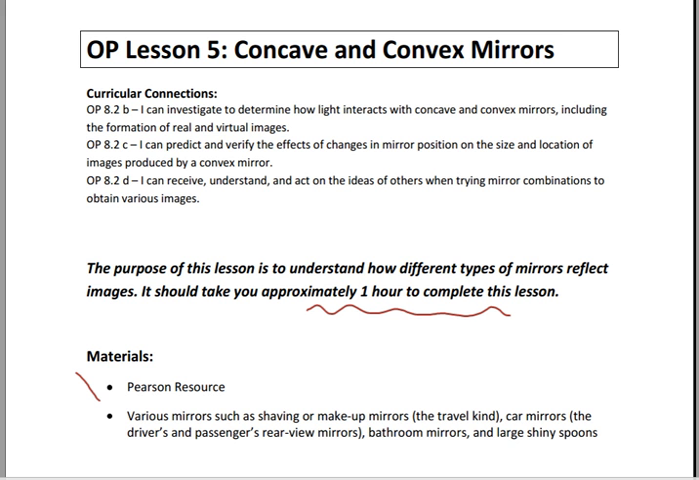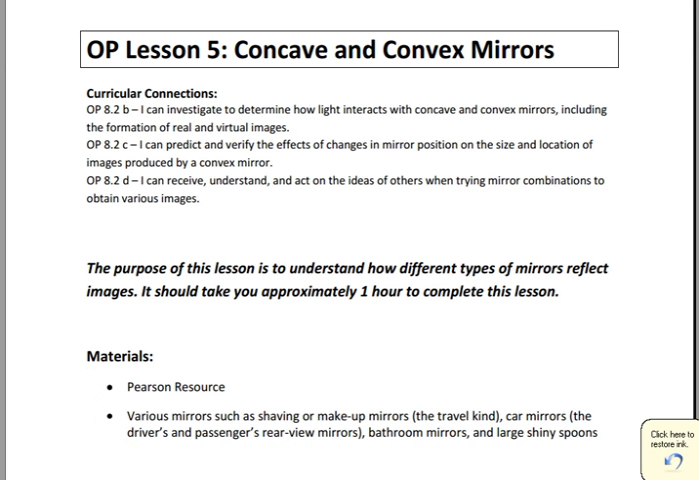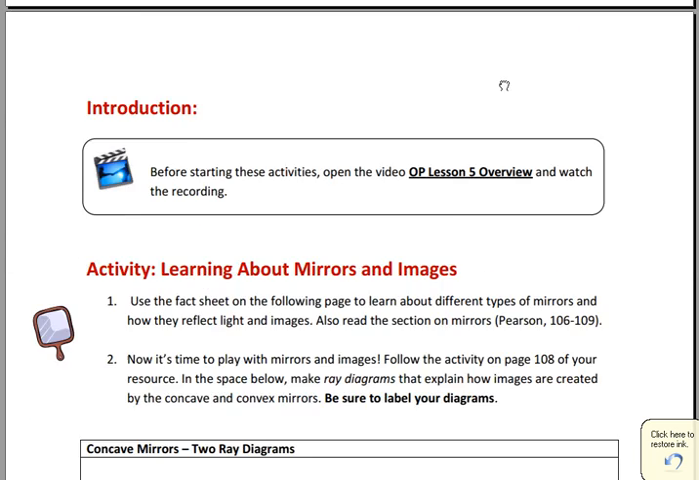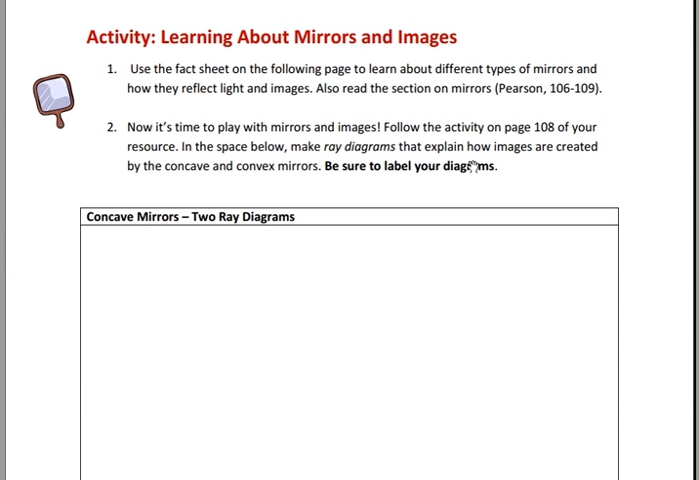For materials, you'll need your Pearson resource, and you'll need some various mirrors from around the house: shaving and makeup mirrors, these are the travel kind; car mirrors, which you'll find outside the house, and you can take a look at the driver's and passengers' rear view mirrors to see how they reflect images; a bathroom mirror; and some large shiny spoons which act just like mirrors do. Once you've gathered those materials, it'll be time to proceed to the activity, and you see that right here.